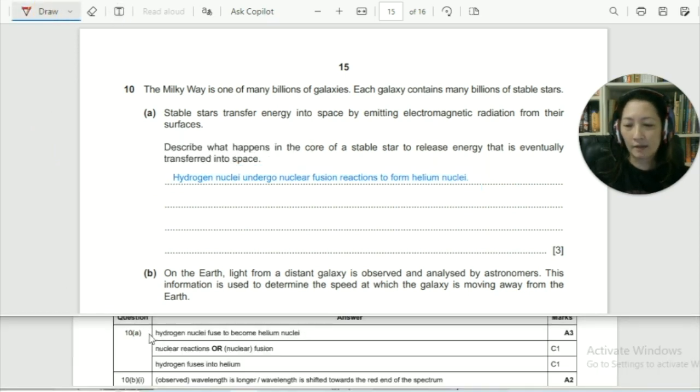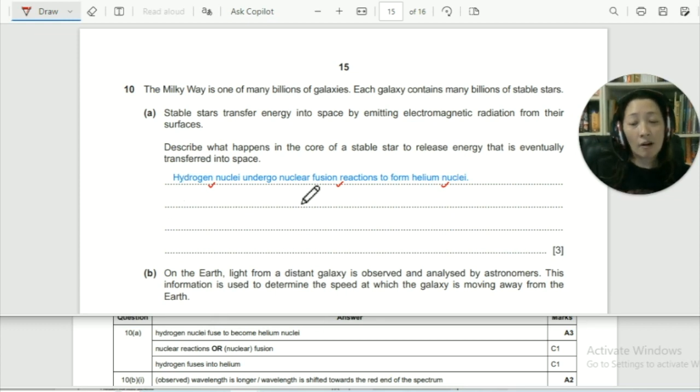So you can see for this question, hydrogen nuclei fuse to become helium nuclei. And this alone already can give us 3 marks. So the key thing is that you must mention that it starts off with the hydrogen, undergoes nuclear fusion reactions to form helium. And these are the 3 key things they are looking for to award the 3 marks.